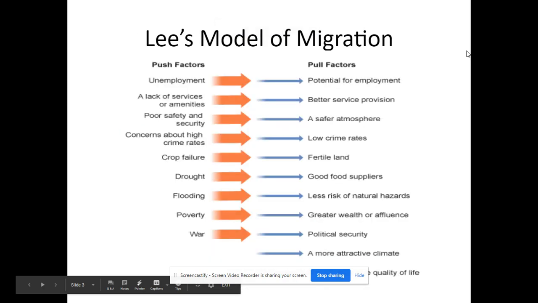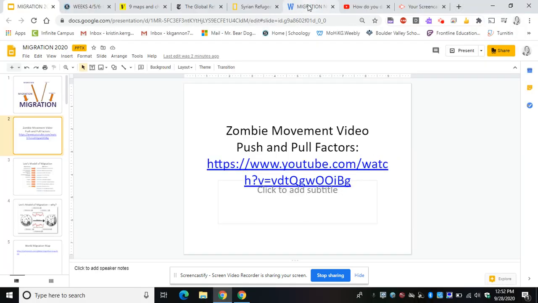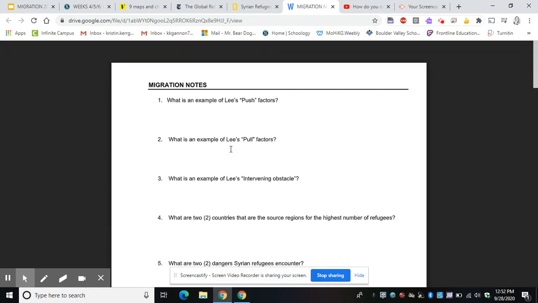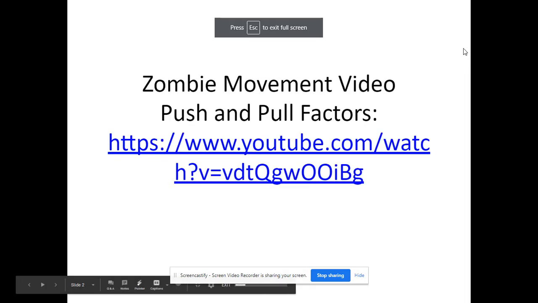Hopefully, you have already seen the zombie movement video that I like to start with, which is an overview of push and pull factors. As we go through these notes, you are going to be writing down briefly, super briefly, on this note catcher, and then this is what you'll upload to Schoology when we're done.